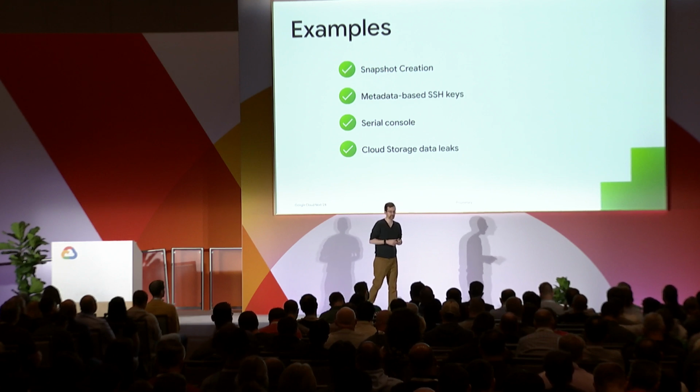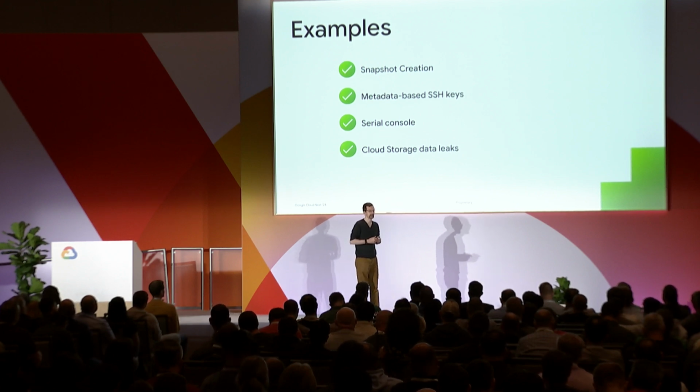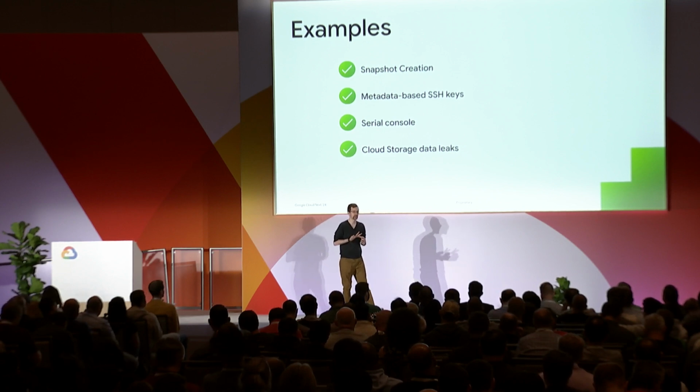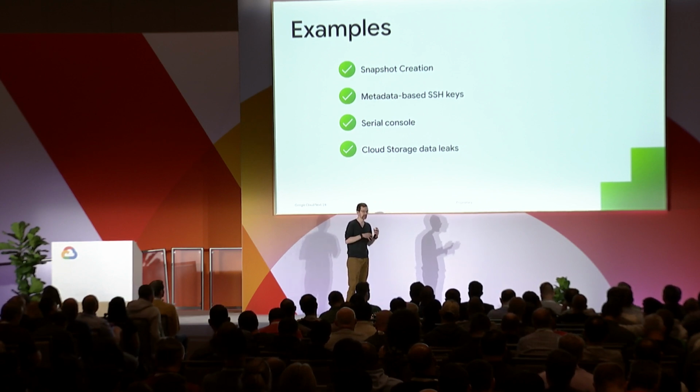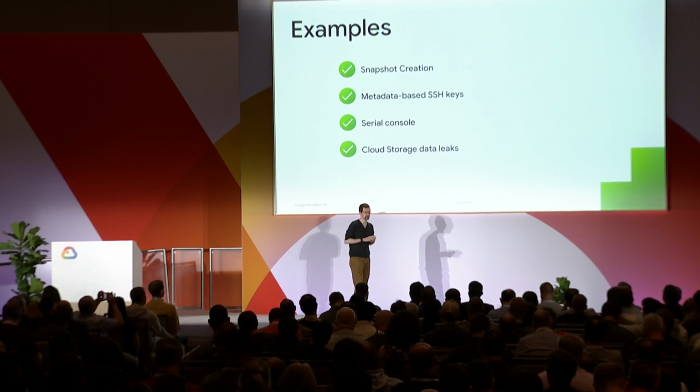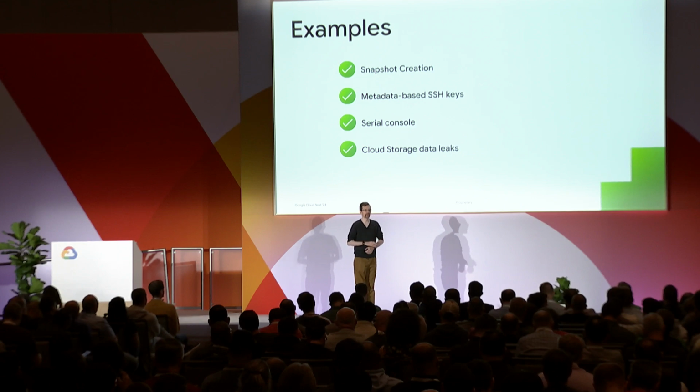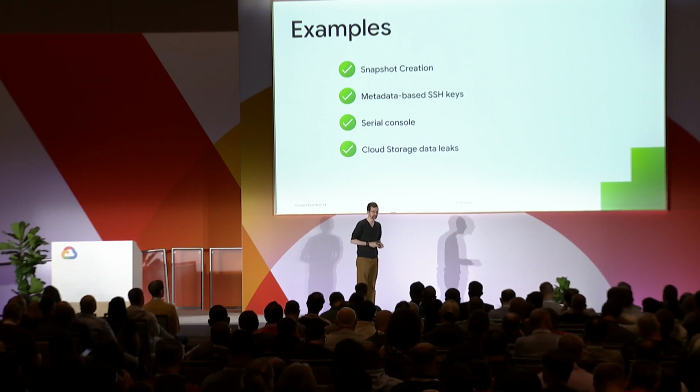Another is using the metadata server, things like reading SSH keys or having access to the serial console for VMs. These are also areas that are typically overlooked and can be used for lateral movement into other areas of a project. So these are some examples that are easily overlooked, but it doesn't necessarily need to be quite that complicated when you're talking about an attack.